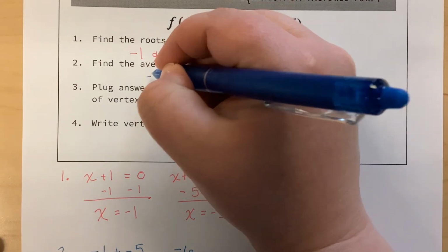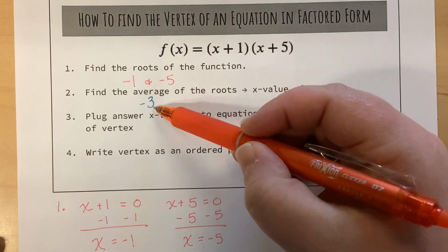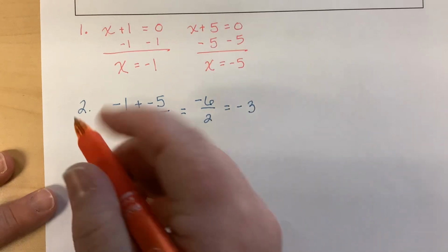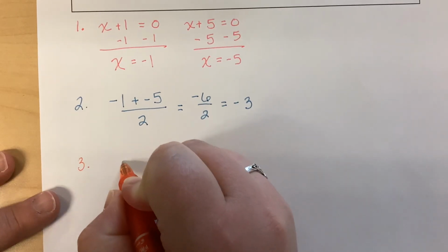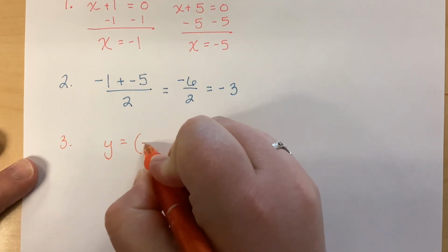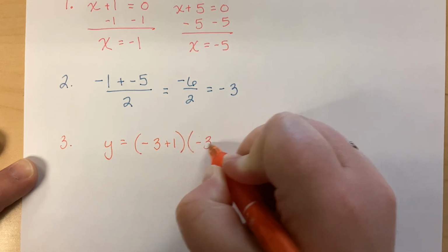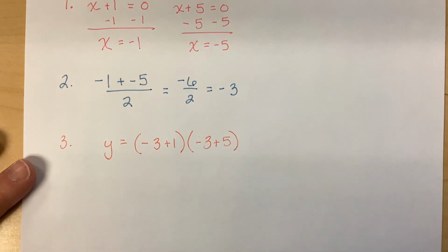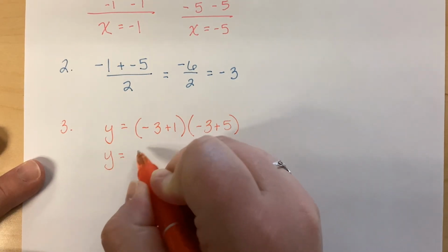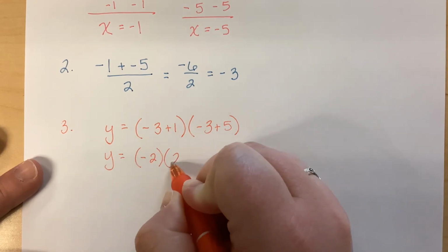Okay, then the next thing you need to do is find the y value of your vertex. And it's pretty simple. All you gotta do is take the negative 3, plug it in for x, and see what you get for y. So let's do that down here. So it's y equals, we can use y instead of f of x. Negative 3 is my x value, so negative 3 plus 1 in the first set of parentheses and negative 3 plus 5 in the second set. And you can go ahead and just use your calculator here if you want to. I'll do it by hand. Y equals negative 3 plus 1 is negative 2, and negative 3 plus 5 is positive 2.